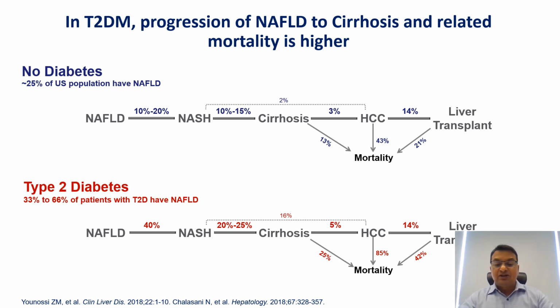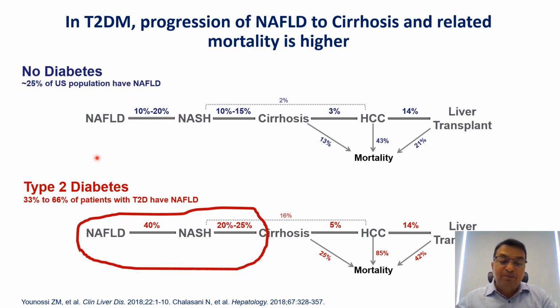As you can see in this slide published in Hepatology Data in 2018, this paper compared non-diabetic NAFLD patients with type 2 diabetic patients having NAFLD. In non-diabetic NAFLD patients, around 10 to 20% progress to NASH. But if the patient has type 2 diabetes, then almost 40% of NAFLD progresses to NASH.